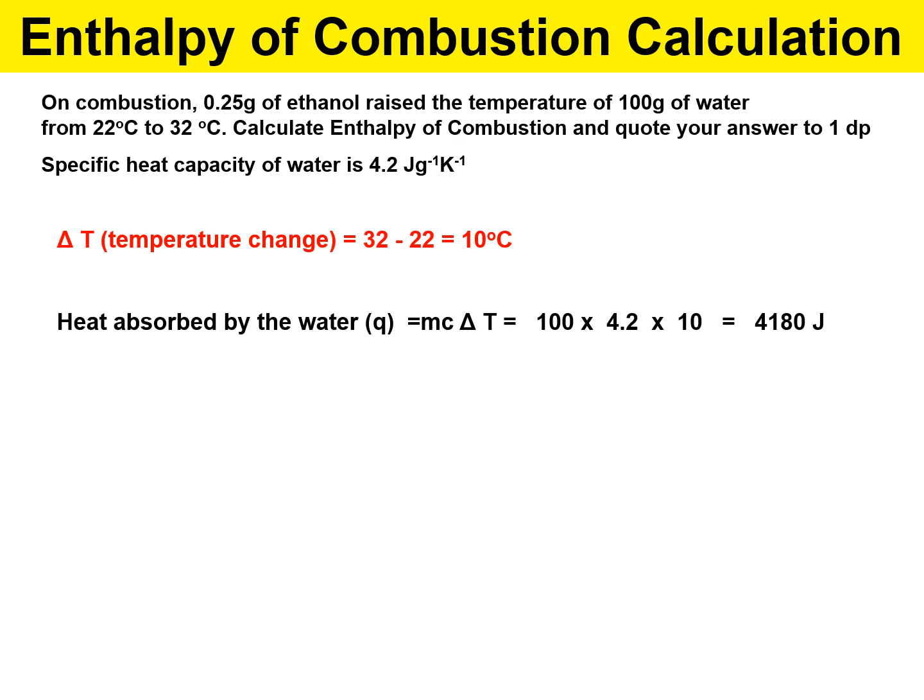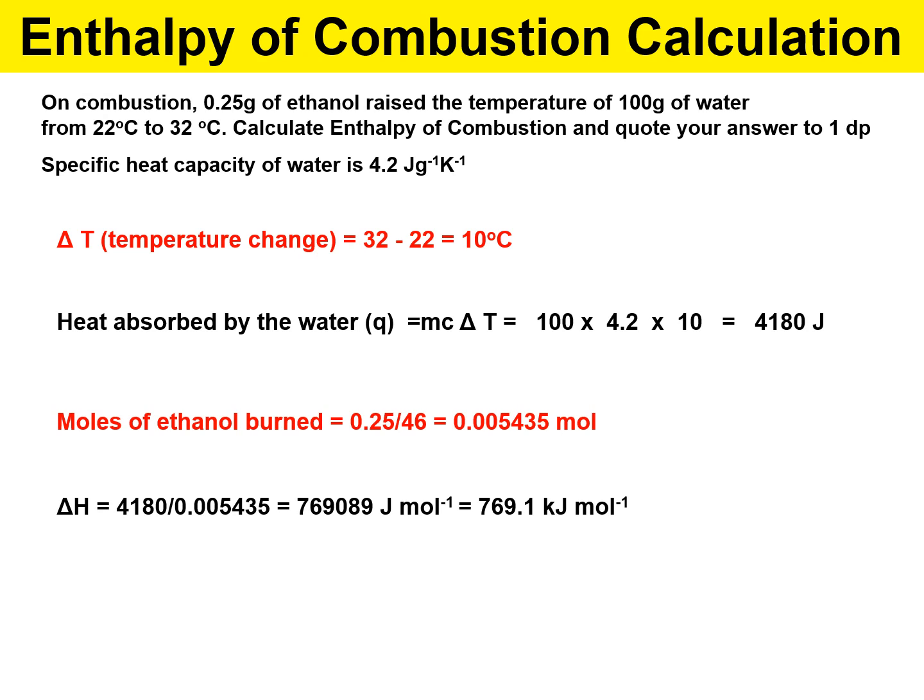So using Q equals mc delta T, we used 100 grams of water. Our specific heat capacity is 4.2 and our temperature change was 10 Kelvin. This means the heat absorbed by the water was 4,180 joules. We're now going to look at how much fuel we used. We used 0.25 grams of ethanol and we need to convert that to moles. So that works out at 0.005435 moles of ethanol.